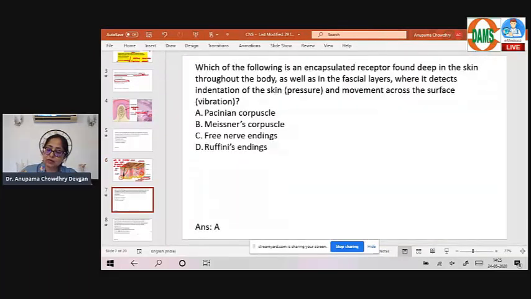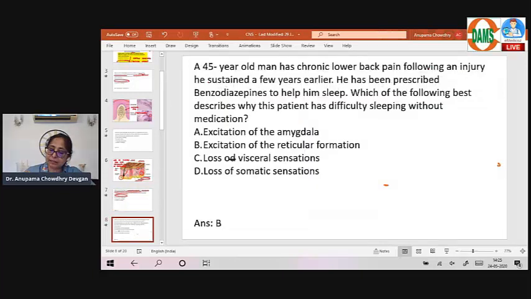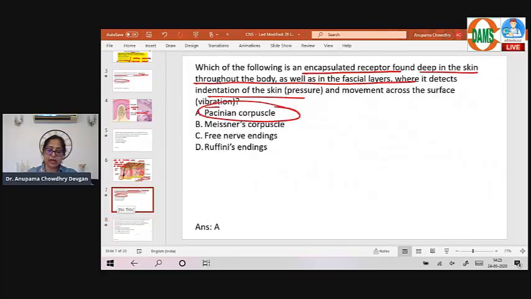Let's see this. This says, which of the following is an encapsulated receptor? This is an encapsulated receptor, rapidly adapting, found deep in the skin throughout the body as well as the fascial layers, where it detects deep pressure as well as vibration. And the answer is Pacinian corpuscle. Okay? So this is as far as your 4 important questions, or 5, 6 important questions, are concerned.